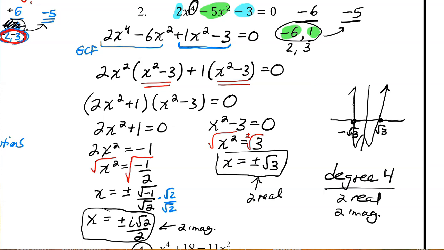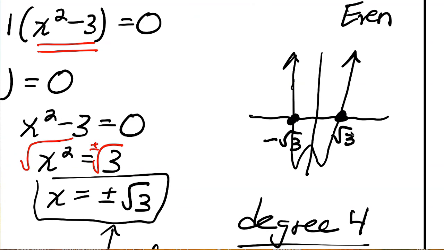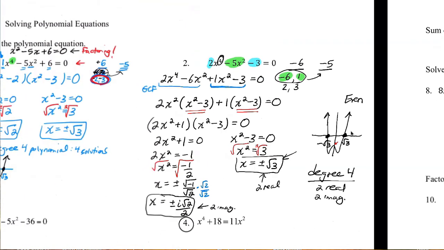There we go. This is an even function because of the 4. It crosses the axis at only 2 places, at root 3 and negative root 3. But it also has, like, an interesting little bump in the graph there. And you get those whenever you have imaginary solutions rather than real number solutions. But that was number 2.